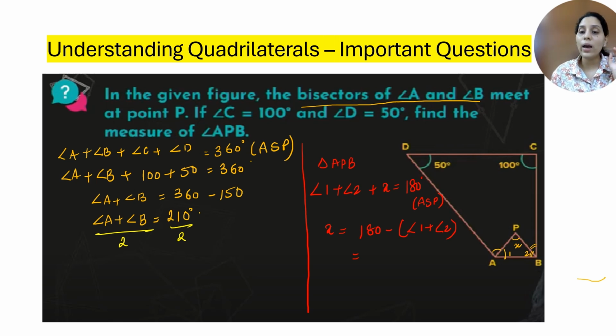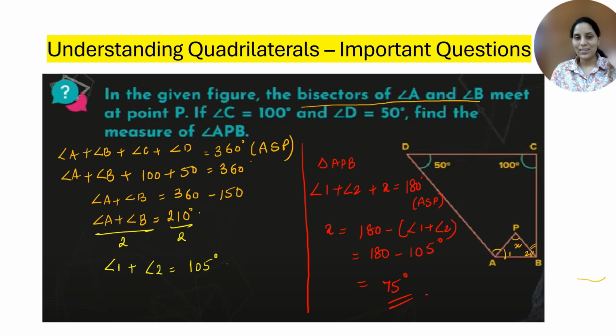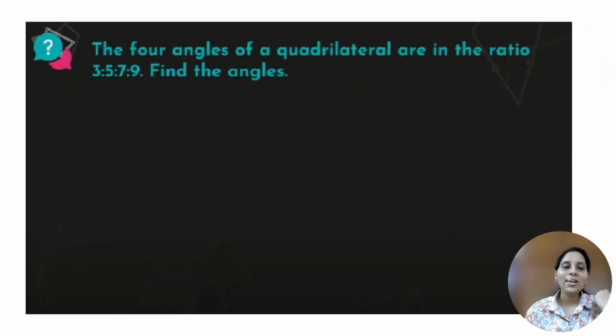Now half of angle A can be written as angle 1 because this and this are equal. Similarly, half of angle B can be written as angle 2 because this angle and this angle are equal, they are bisectors. And 210 divided by 2 is equal to 105 degrees. So here we get 180 minus 105 degrees, which is equal to 75 degrees. Now, moving to the next one.